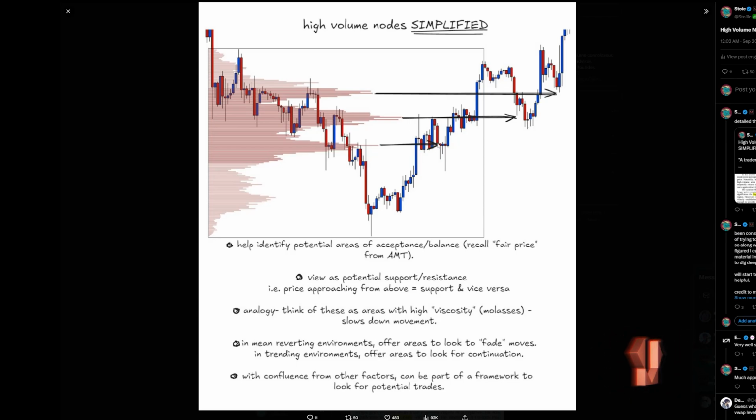Now, in simple terms, what this means is you can look at these areas as molasses or friction. When price approaches these areas or trades into them, it slows down, and they also act as magnets when going between high volume nodes and low volume nodes. So low volume nodes, once price traverses through these areas, they'll quickly navigate to the area where previously participants agreed were fair prices.